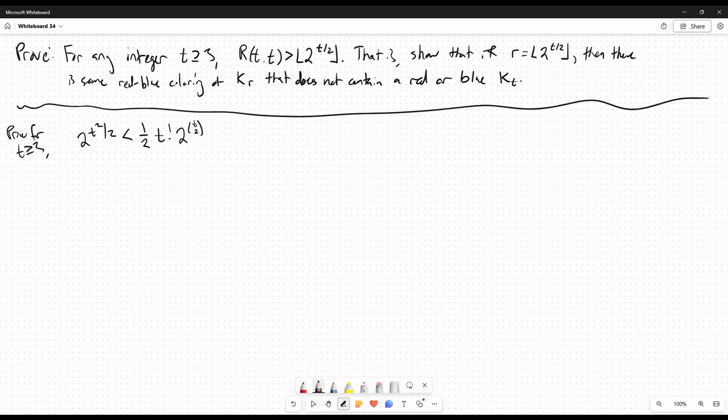2 to the power of t squared over 2 is less than 1/2 times t factorial times 2 to the power of t choose 2. That's lovely. Let's go ahead and prove that. This is going to be an induction proof.